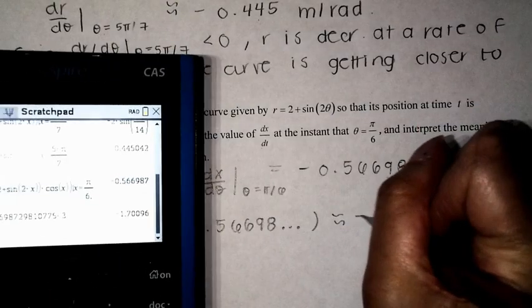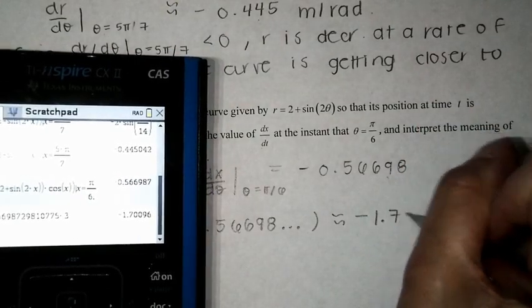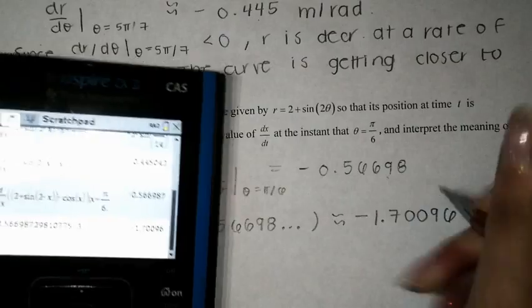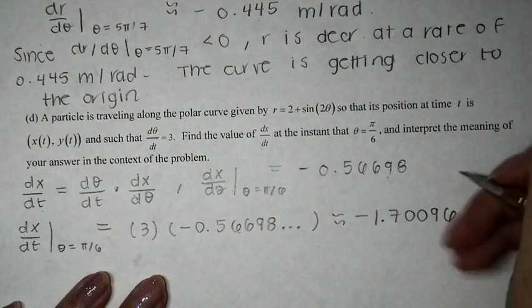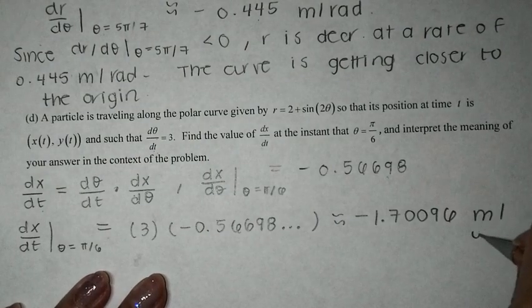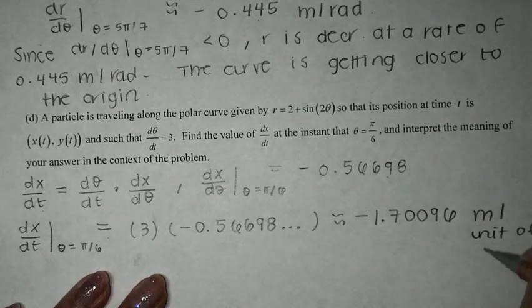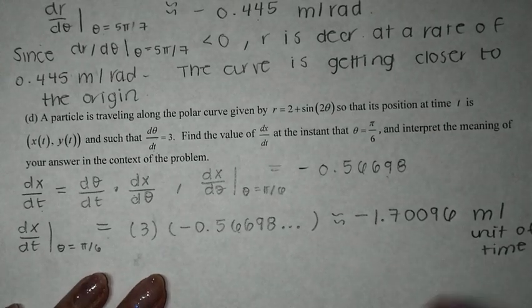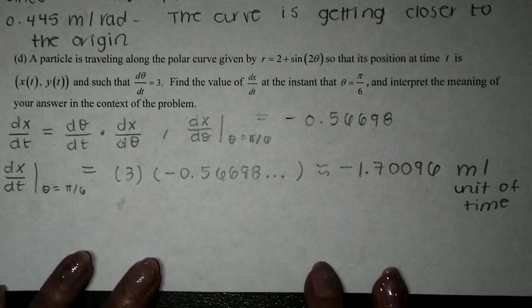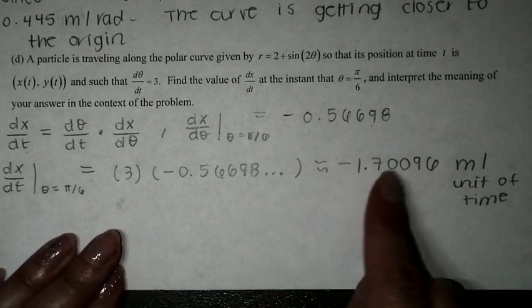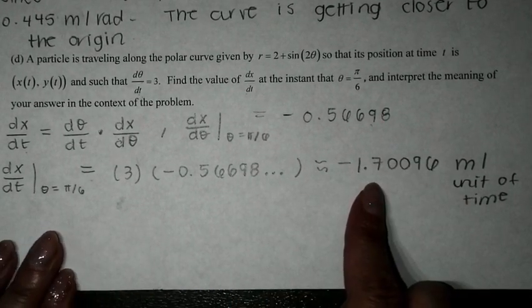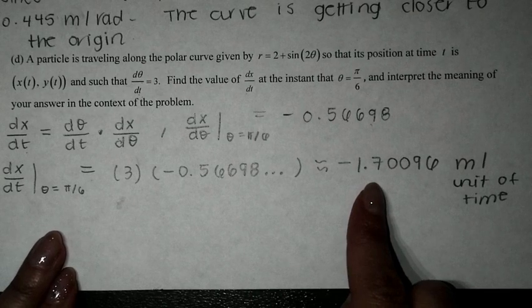So you have that this is negative 1.70096, and this is meters per unit of time. They didn't share the measurement of time, so maybe seconds, maybe minutes, who knows. But this is the value that they are asking for. Do you agree with that?